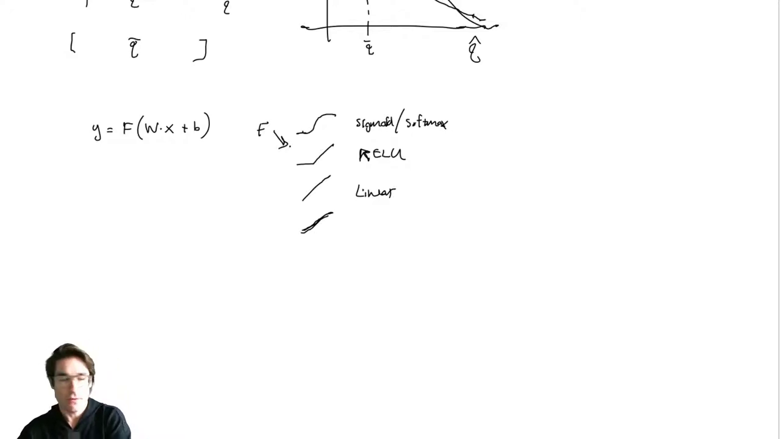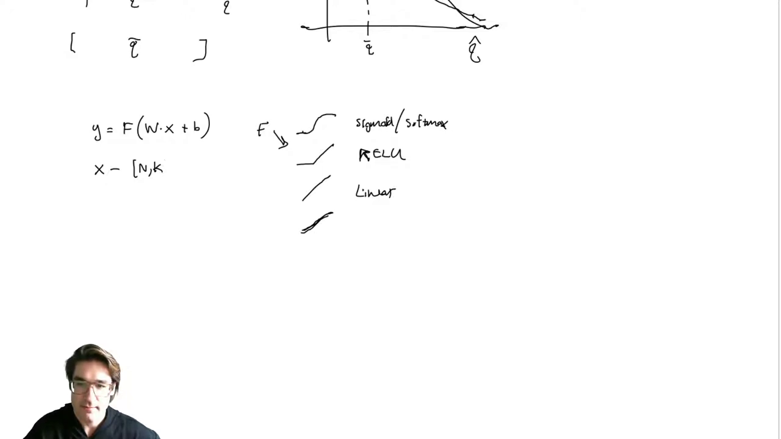Any of these f's. Okay, so you're passing your input data, which is a vector, multiplying it by a matrix of weights w, and adding on a vector of biases, which is the same size as the input. Which is to say that x is n by k. K is the number of regressors, if you will. N is the number of data points. N is either the total number of data points, or in practice, it's going to be the batch size. You cannot put the entire data set into this thing at once. We're in big data land here.